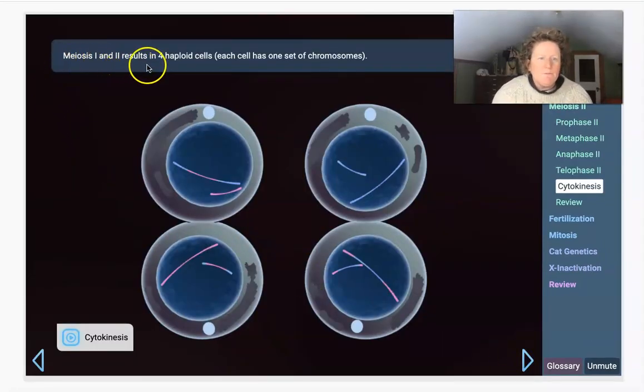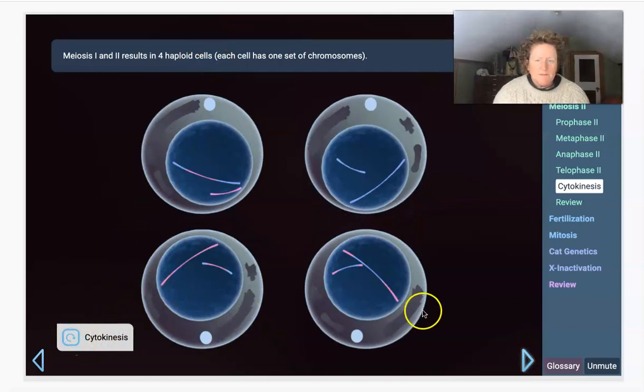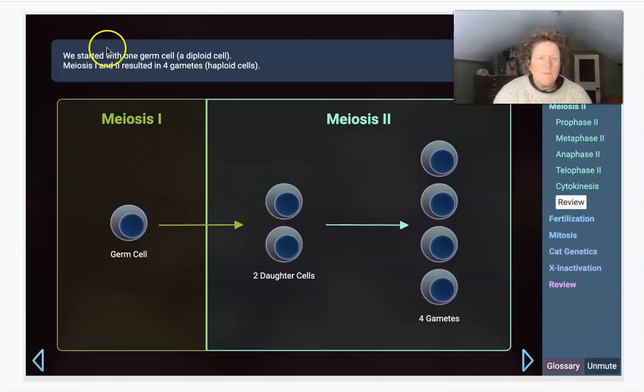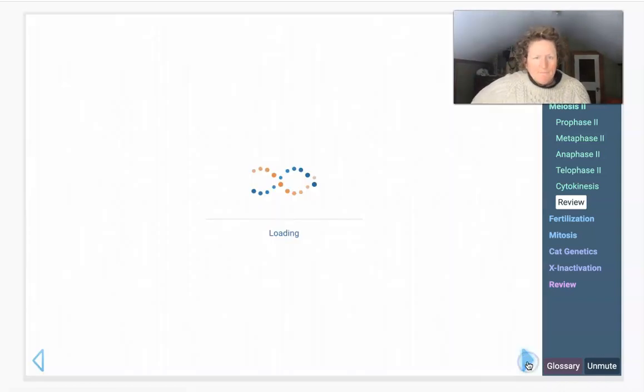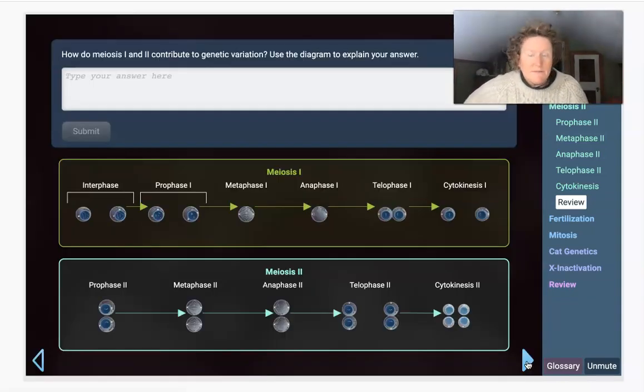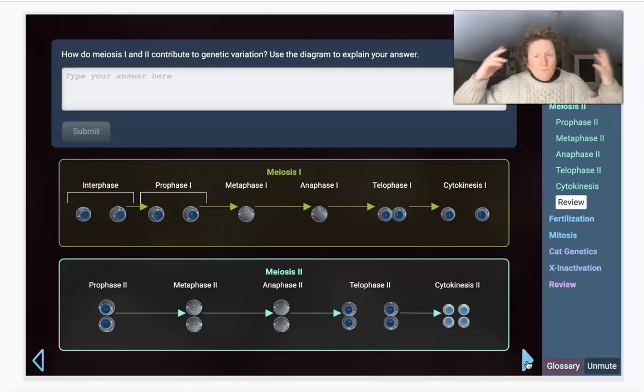Meiosis 1 and meiosis 2 results in 4 haploid cells. That means they each only have 1 chromosome. And they might have been mixed up. So now we do cytokinesis. We get 4 separate cells. We started with 1 germ cell, a diploid cell. Meiosis 1 and meiosis 2 resulted in 4 gametes. That's pretty cool. That's how we make eggs and sperm. And cats, and hippopotamuses, and zebras, and whatever other animal you can think of.